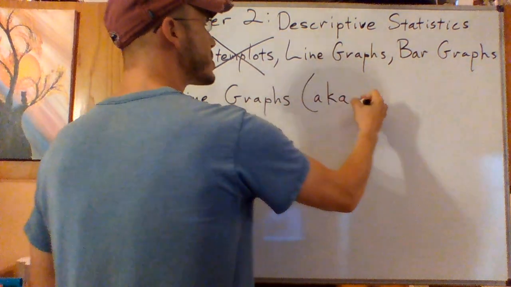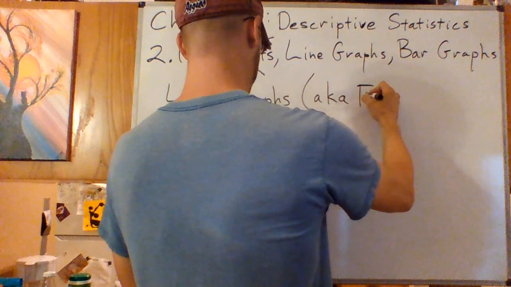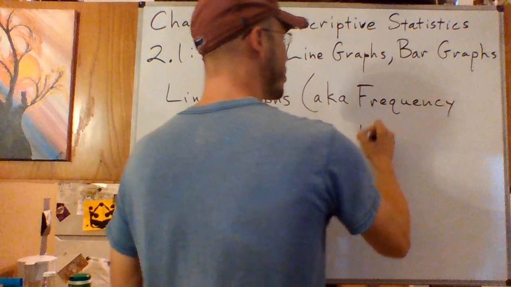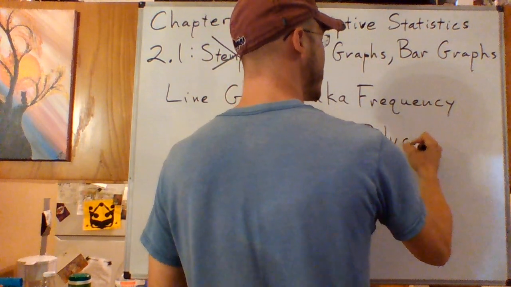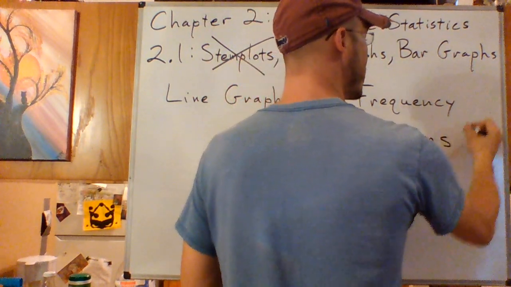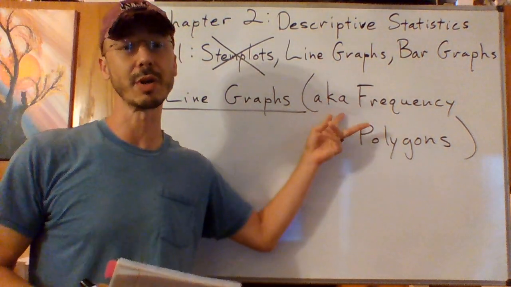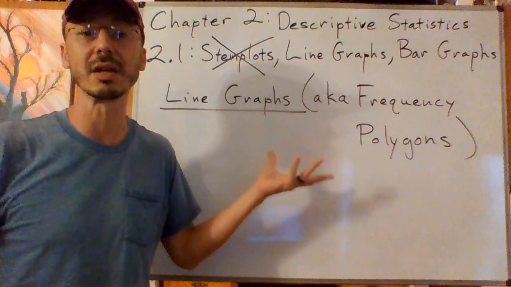also known as frequency polygons. So line graphs is what it says in the book. Later on, they start using the term frequency polygon. It means the same thing.